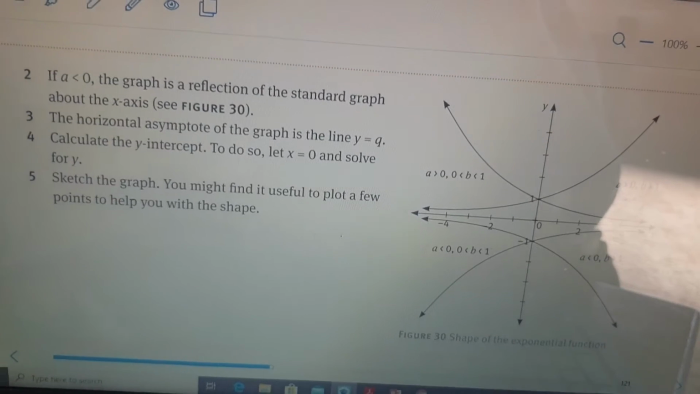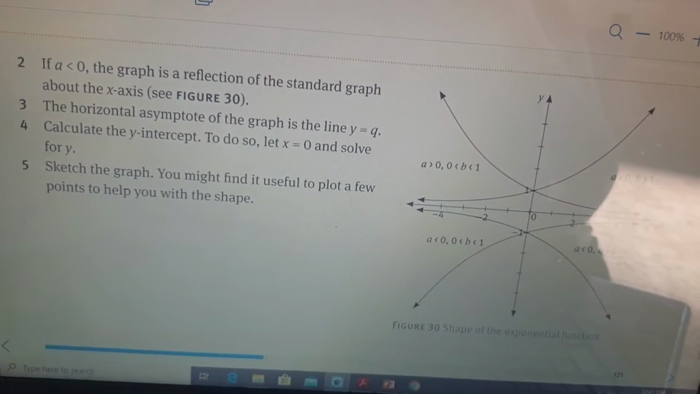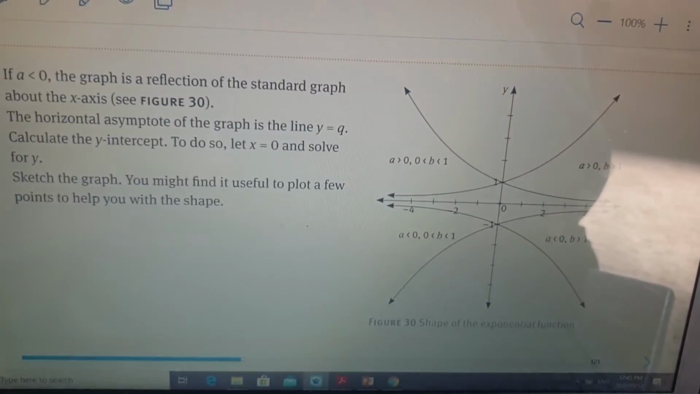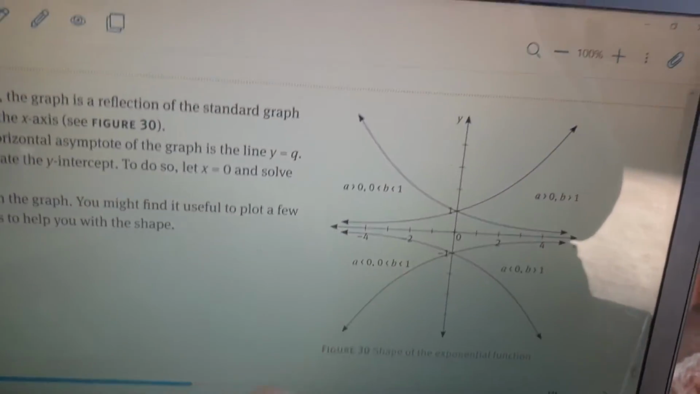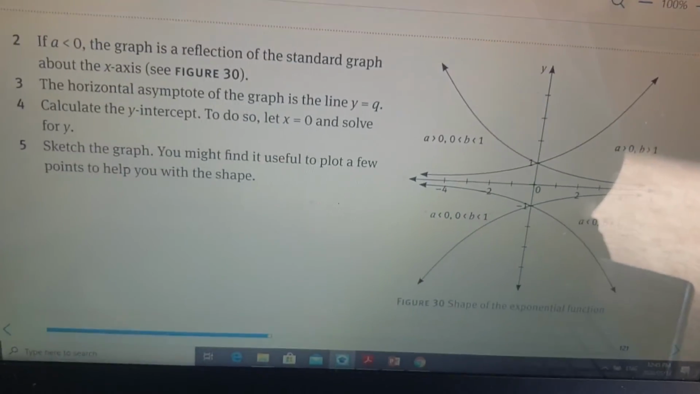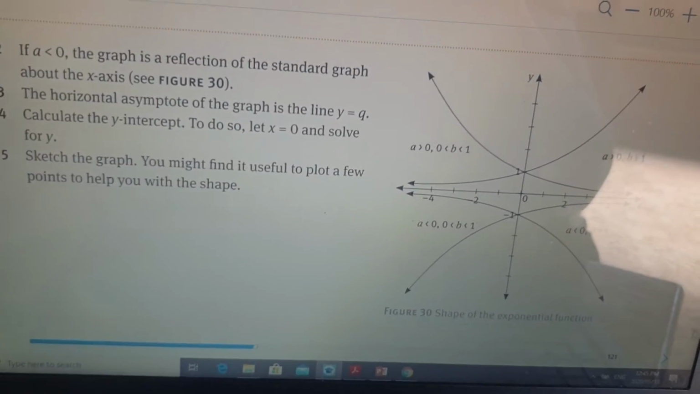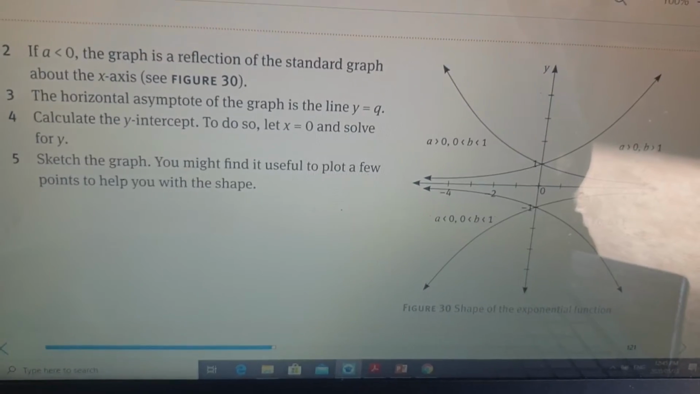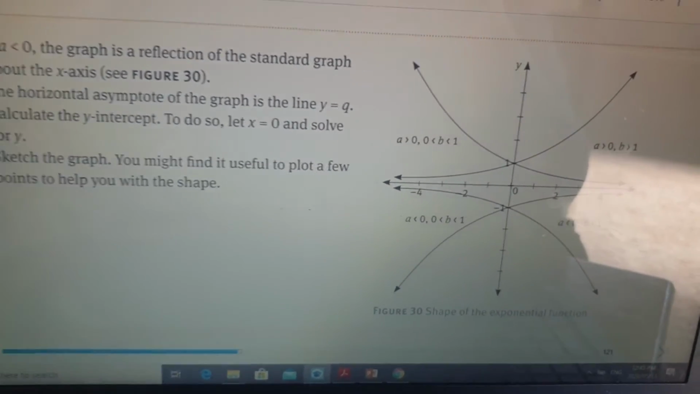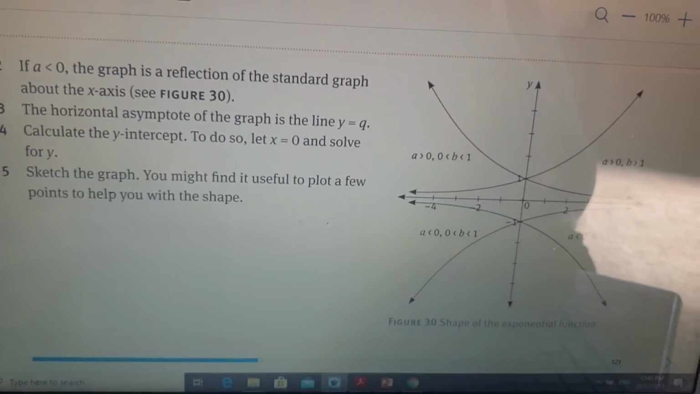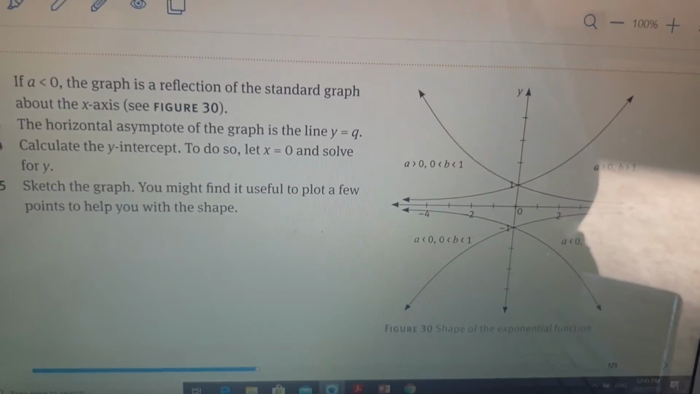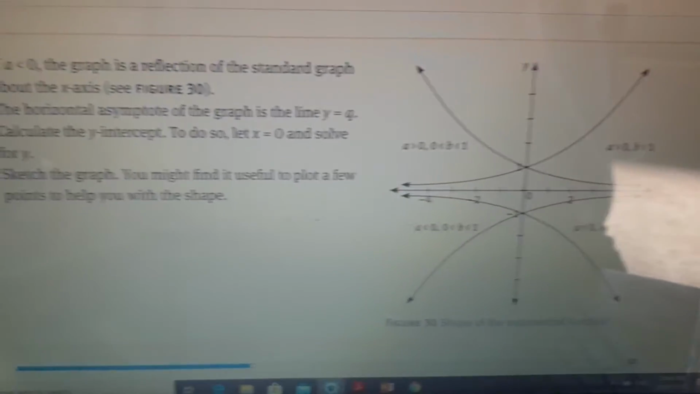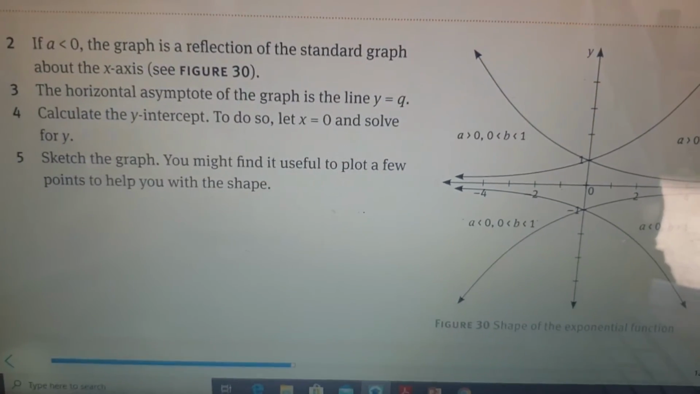Okay, so now let's have a look. If a is smaller than 0, it reflects in the x-axis. So first we take a look at b, then at a. Now we are going back to asymptotes again. The horizontal asymptote of the graph is the value of q, the same as with the other ones. What is an asymptote? It is a line that the graph approaches but never touches.